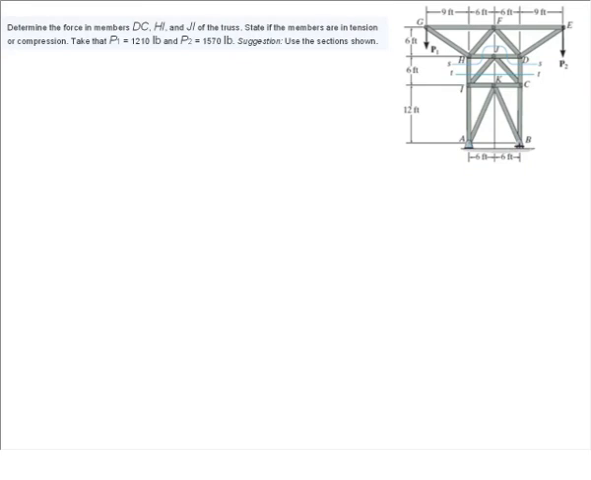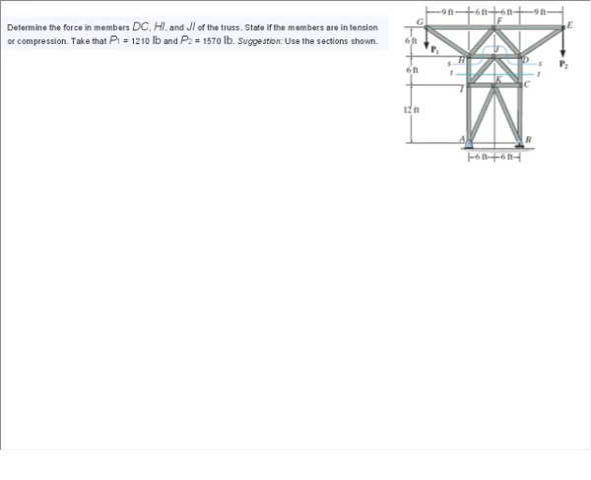Hello. This is an example problem for how to use the method of sections when you have more than 3 members for where you cut the truss. You can see we have a problem here. It says determine the force in members DC, HI, and JI. So let's locate those. I'm just going to put a red line through them.